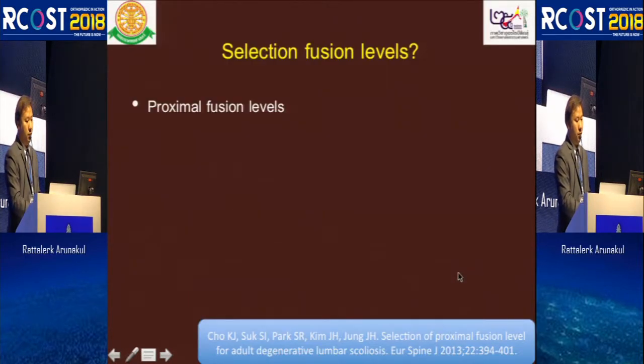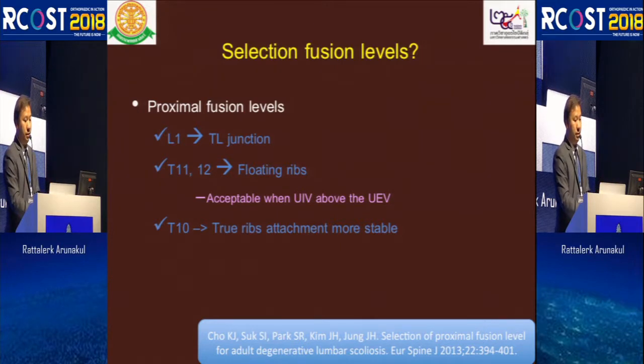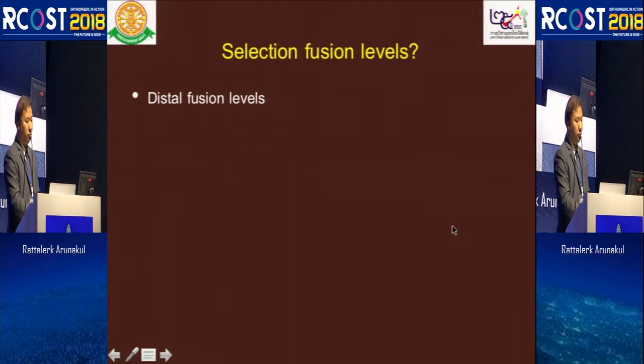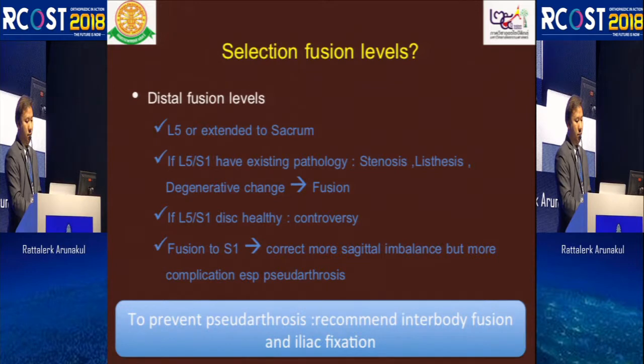And this is the selection of fusion levels. For the TL junction, T11, T12, floating rib, maybe accept it if the UIV is above the UEV, or T10. Most of the time we go to T10. And for the distal level, maybe Professor Chiu will talk about the L5 S1 in the next topic. So we go from here.